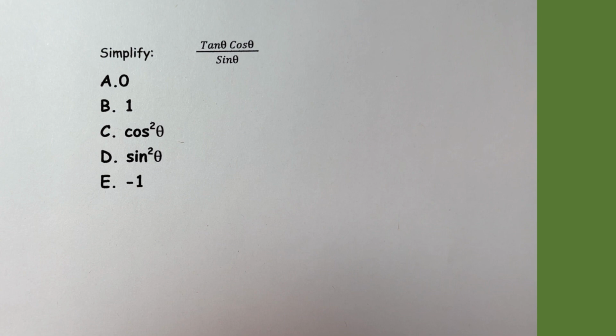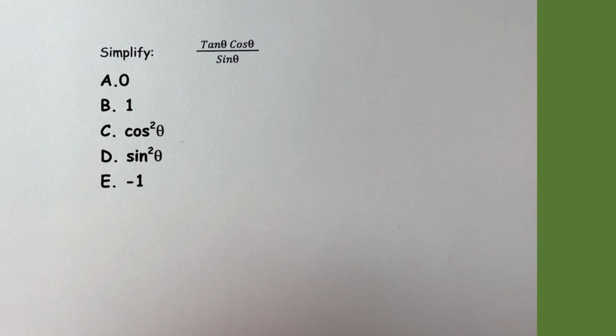Let's get started. It says simplify tangent theta times cosine theta divided by sine theta. I know that's times on the top because there's no plus or minus sign in between there. Now, let's just analyze the answers for a moment.